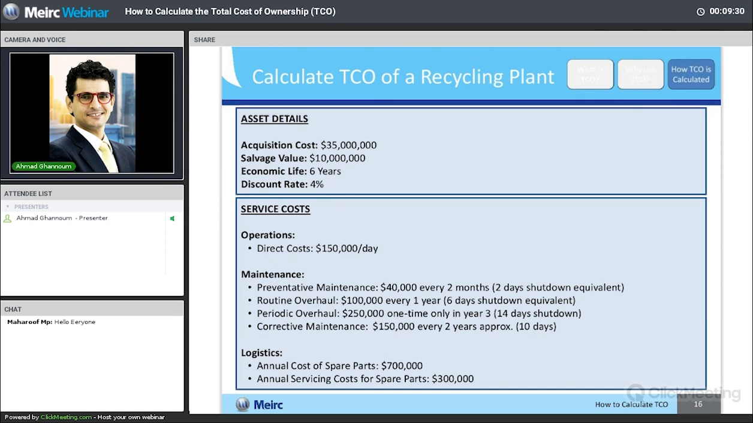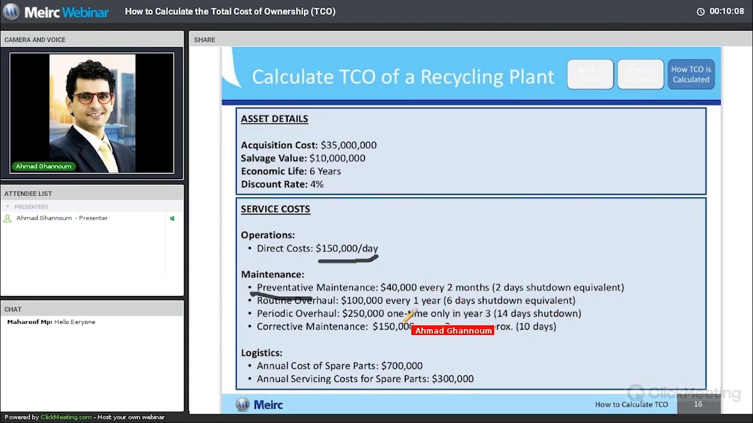We also have maintenance costs. Here we expect to have 4 types of maintenance, each with a different frequency, a different cost, and a different shutdown period. For example, we start off here with the preventative maintenance cost. We expect to be paying $40,000 every 2 months, and this 2 months is going to yield a 2-day shutdown as well. So for 2 days, I will not be charged the $150,000 direct costs. Routine overhaul, so again, you have $100,000 that has to be done once a year. This is a bigger scope.